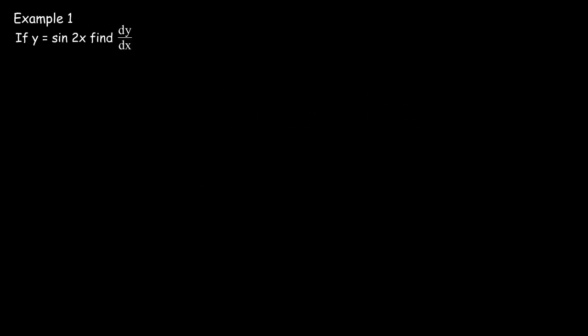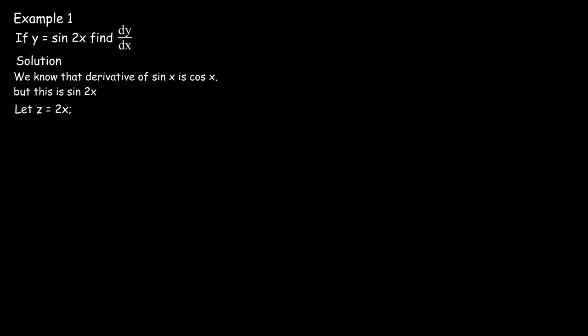Our first example states that if y equals sine 2s, find dy/ds. We know previously that the derivative of sine s is cos s, but in this case we are differentiating sine 2s. Now the idea is to make 2s equal to another variable. In this case we are going to be using z. So let z equal 2s, then dz/ds will be equal to 2, and y will be equal to sine z. That's y equals sine 2s becomes y equals sine z.